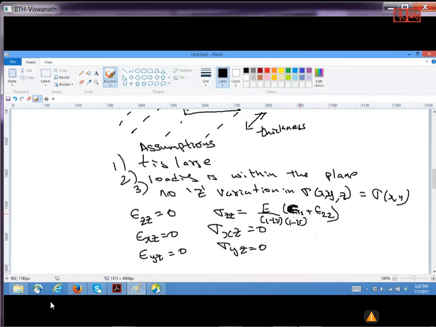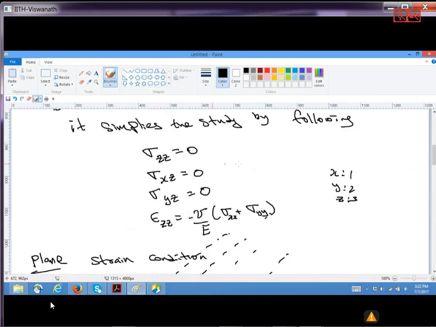So that means for the plane strain condition, your stresses in the third direction are present, whereas shear stresses are not present. And if you look into your plane stress condition, your sigma zz is 0, and similarly your sigma xz equals 0, sigma yz equals 0, but epsilon zz is not 0, and it is given by this expression. This is quite important.